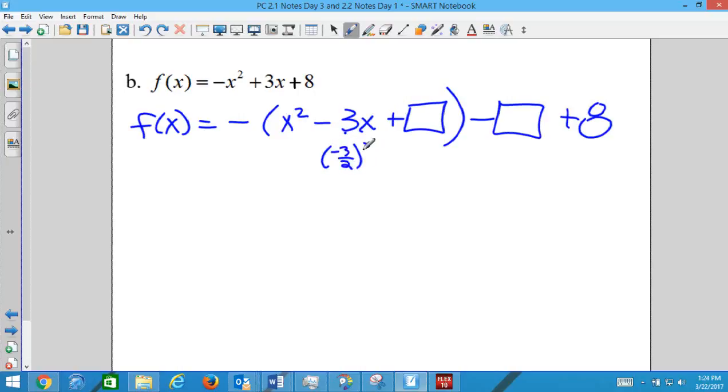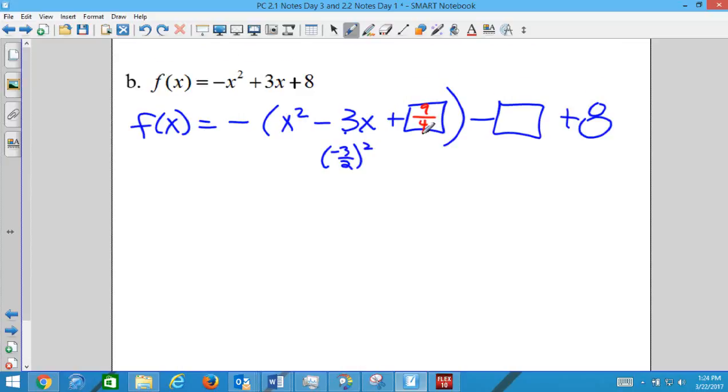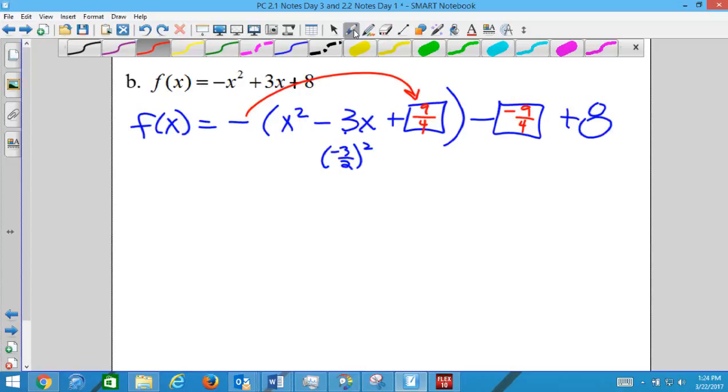-3 divided by 2 squared. What goes in there? 9. Don't give me a decimal. 9/4. So what goes here? Negative. Why? Because you took a negative out. And whatever number you take out, you have to multiply it by that number before you add it to the other side, or in this case, subtract it. Remember that rule where you have to multiply before you add it? Okay, same rule. It's just the box is on the other side this time. That's the only difference.